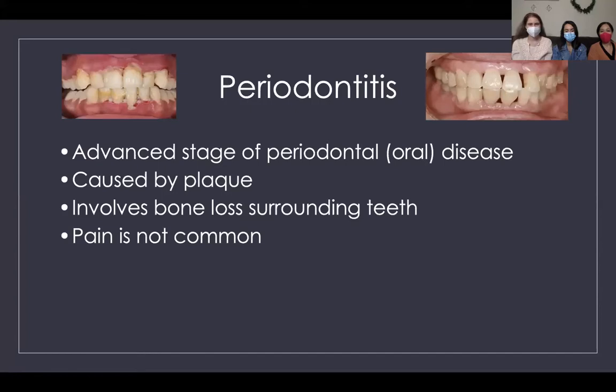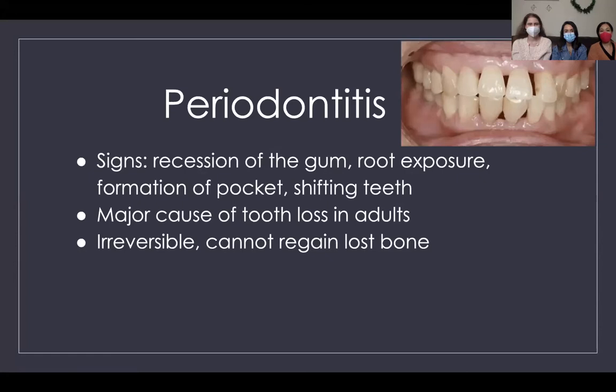An advanced stage of periodontal disease is periodontitis. It too is caused by plaque. Periodontitis involves bone loss surrounding the teeth. Pain is not common in periodontitis. Signs consist of recession of the gums, root exposure, formation of pockets, shifting teeth, and a major cause of tooth loss in adults. Periodontitis is irreversible, therefore lost bone cannot be regained.